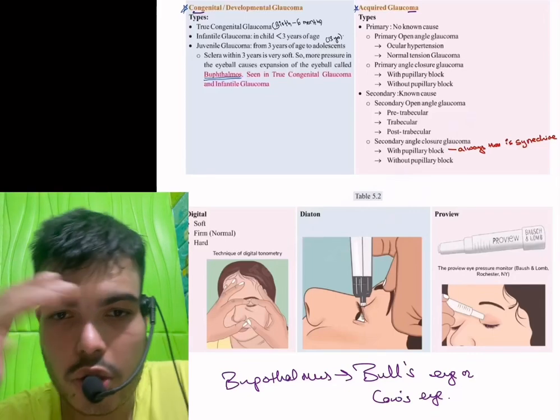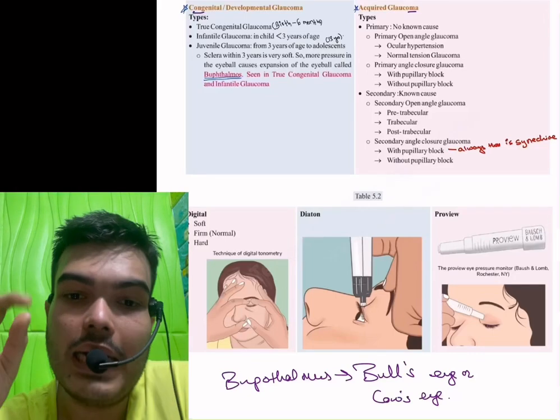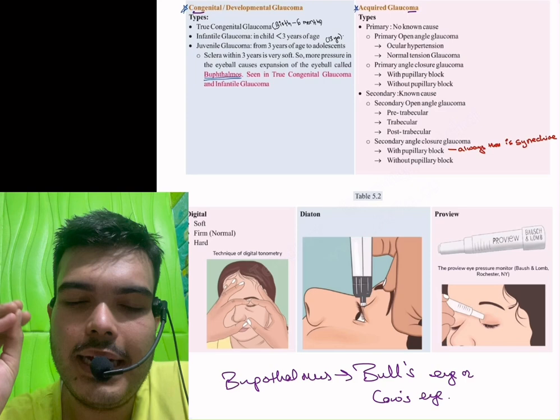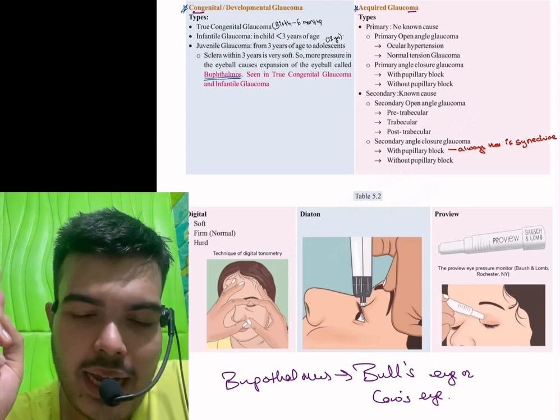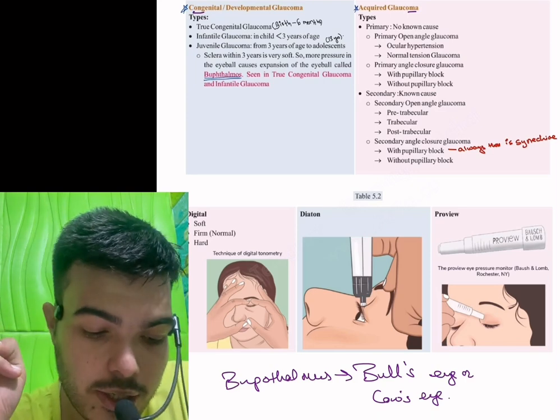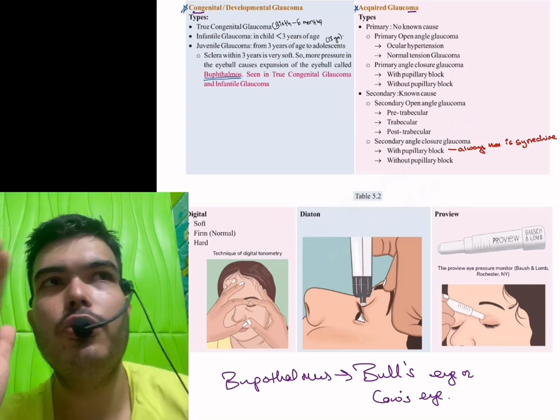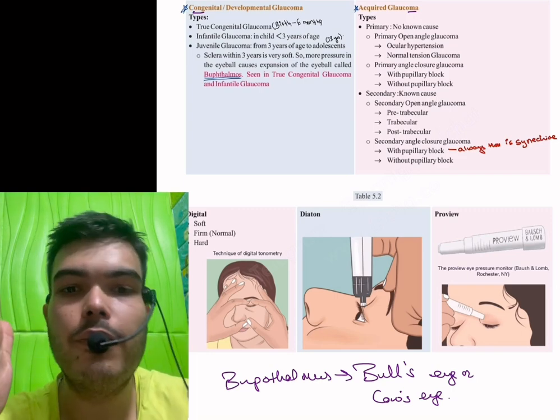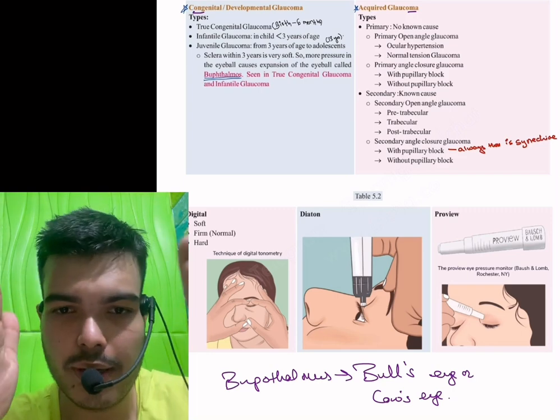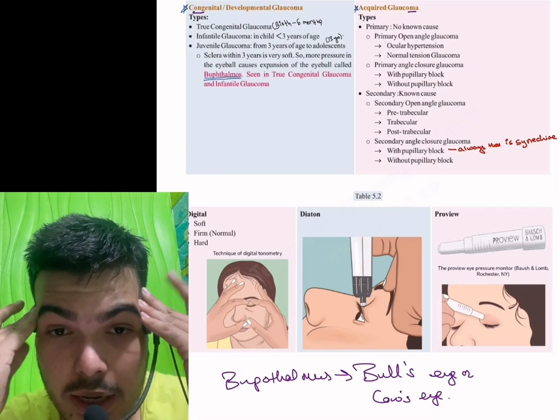So we are on continuation of glaucoma. Let's talk about the classification of glaucoma. Glaucoma is divided into true, juvenile, and infantile. True glaucoma means someone having glaucoma from 0 to 3 months. That is true glaucoma.